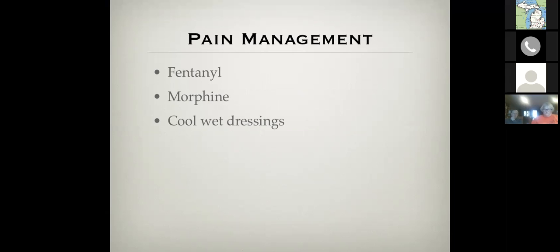Obviously, different agencies throughout the state carry different types of pain medicine. The most common ones are obviously going to be fentanyl, morphine. These are going to be for your more severe burns. For your first degree burns, for comfort care, maybe just a cool wet dressing around that wound, or around that burn site to make them feel a little bit better.